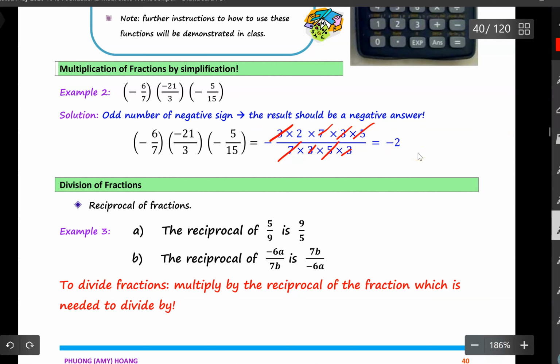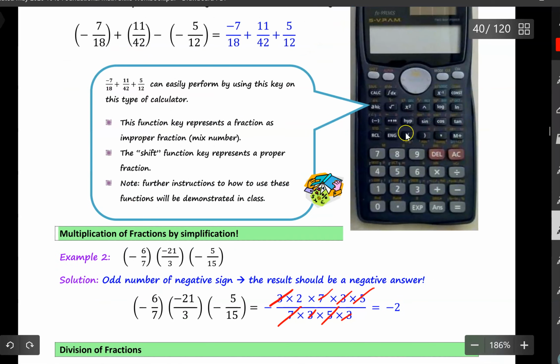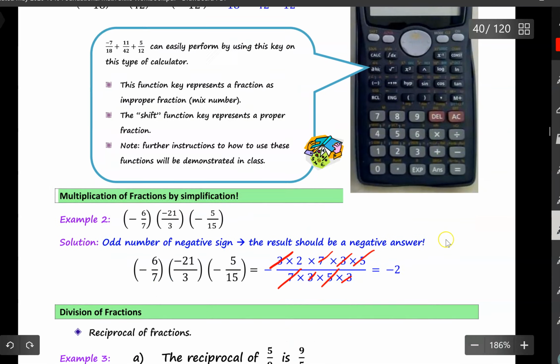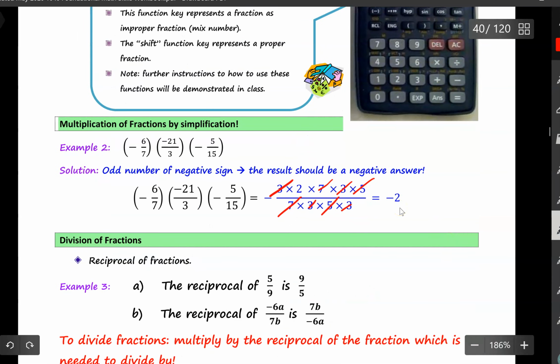Okay, so again, it's also very easy if you just key this into your calculator with a bracket. Right here is a bracket, the fraction key, and the negative sign. Don't forget these are the negative signs. And here's your multiplication, then you should end up with the answer as -2 as well.